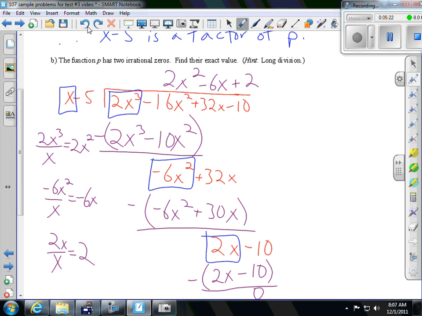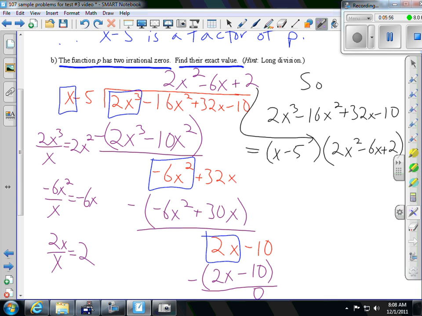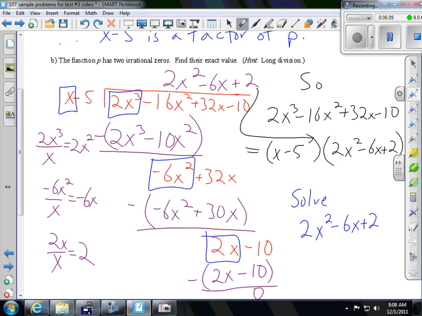Okay, so what does that mean? It means that the original 2x cubed minus 16x squared plus 32x minus 10 is equal to x minus 5, which we found was a factor, and then the rest of it is this quotient that we just found, 2x squared minus 6x plus 2. So again, part B said the function p has 2 irrational zeros. Find their exact value. Well, one value is x equals 5, but the 2 irrational zeros are whatever values make this thing equal to 0. So we need to solve 2x squared minus 6x plus 2 equals 0.